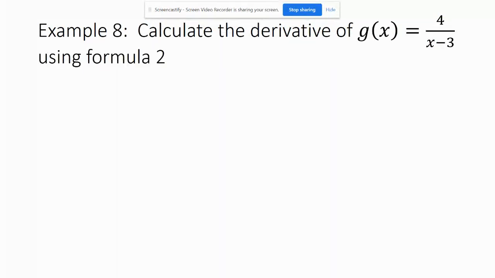Okay. Calculate the derivative of g of x equals 4 over x minus 3 using formula 2. So formula 2 is f prime of x equals the limit as h approaches 0 of f of x plus h minus f of x all over h. Okay, so the way this formula stands, I can't put h equals 0 in right now because it's a non-permissible value. I need to do something to the numerator so that I can cancel out an h in the top and the bottom.